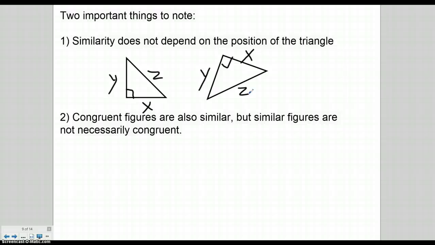Congruent figures are also similar, but similar figures are not necessarily congruent. So you have a congruent figure, all sides corresponding are equal, all angles corresponding are congruent to each other. Similar figures, as long as the angles inside are congruent, then it's similar. Sides don't have to be congruent. If the sides aren't congruent, it's not a congruent figure, but it is similar.